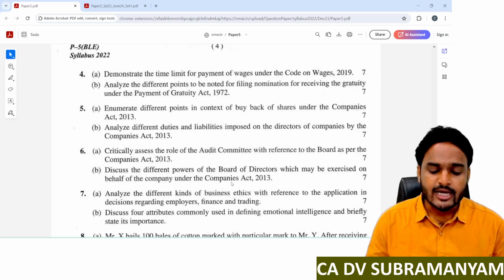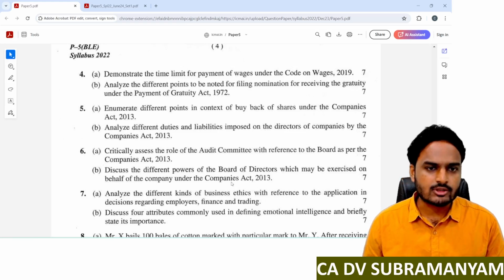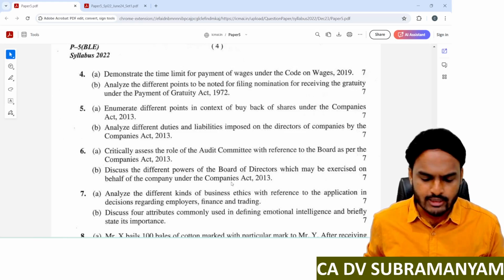Fifth one: buyback of shares, share capital, and liabilities imposed on the directors. Different duties and liabilities imposed on the directors, 7 marks. So the directors question is 7 marks, and the share capital question is 7 marks. Okay, corporate laws, 14 marks.